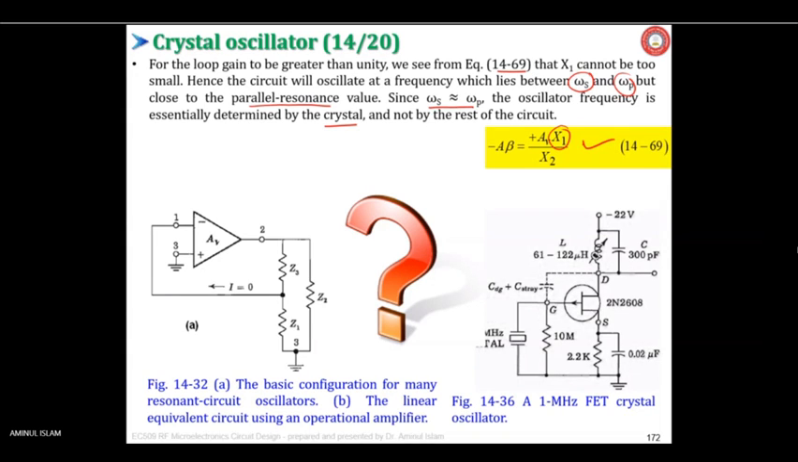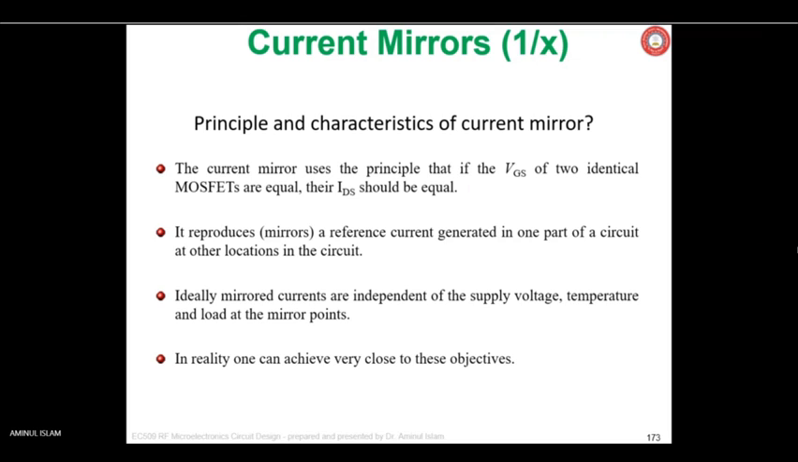Now we'll start another topic, which is current mirrors. What is the principle of current mirrors? That we'll start with, and some current mirrors we'll see. Some of the current mirrors will be BJT based, and a few will be MOSFET based. What is the principle of a current mirror?